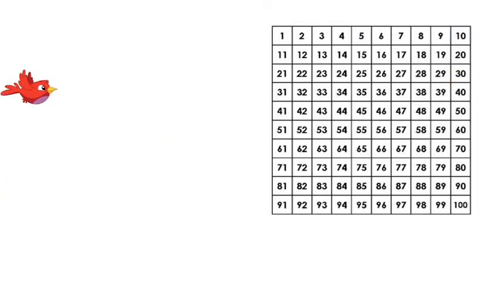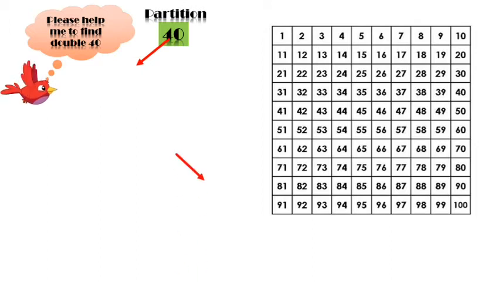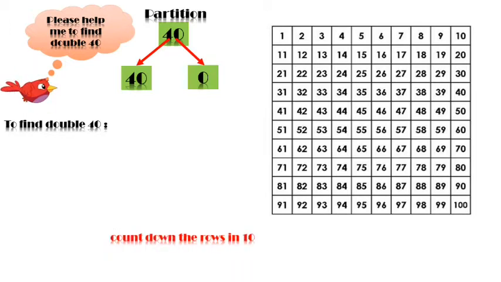Please help this little bird to find the double of 40. So first I am going to partition the number into ones and tens. So how many ones are there? There are 0 ones. And how many tens? There are 4 tens. Can you find the double of 40 using this number grid?